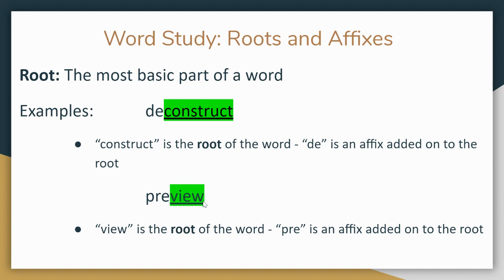In the word preview, view is the root of the word. We use the word view to talk about viewing a movie or viewing a TV show. Pre was added on to the root view. It changes the meaning of the word view. Now it is a preview.